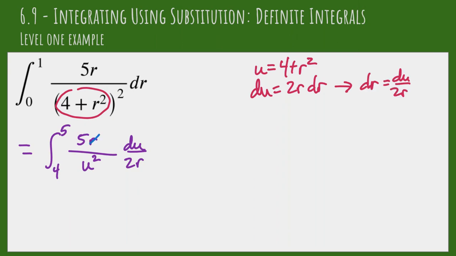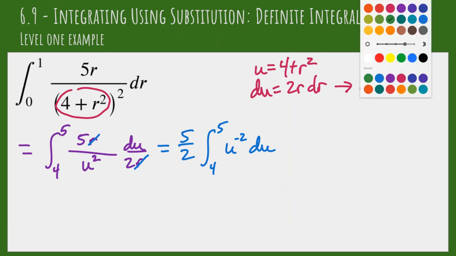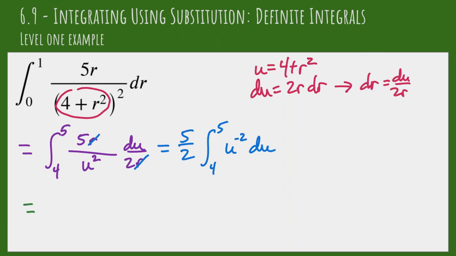Now we simplify. So r's cancel. The 5/2 I'm going to take out front. So we have 5/2 times the integral from 4 to 5 of u to the negative 2 du. So I wrote the 1 over u squared as u to the negative 2 because I can use the power rule on that. So the 5/2 stays.